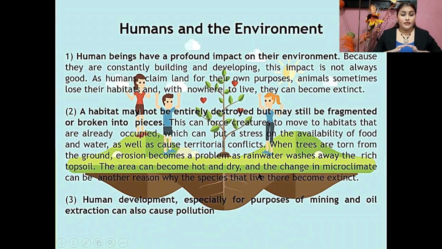Okay, according to this reading, we have another reading about humans and the environment. You have to read; in this one we have three reasons, okay? Number one, number two, and number three. You have to read and analyze this reading, then do the next activity, okay? Pay attention to the next activity.